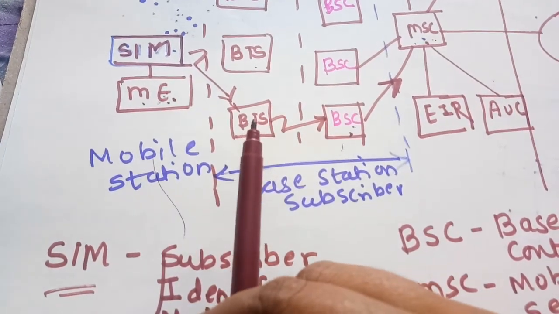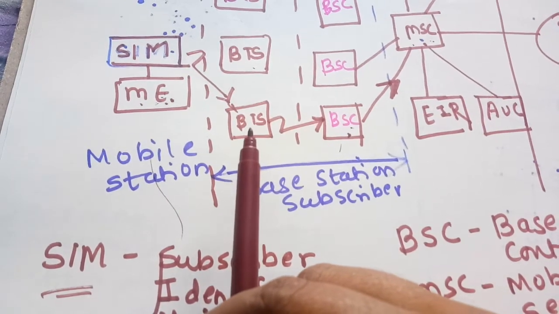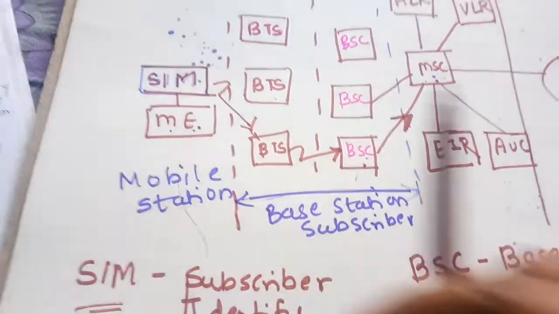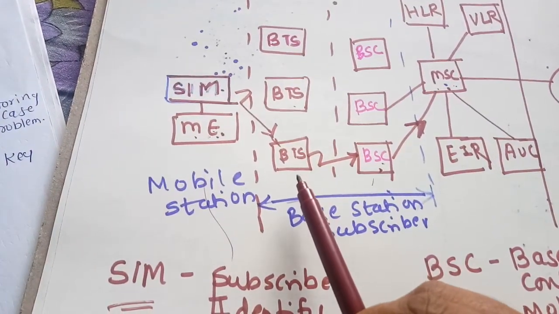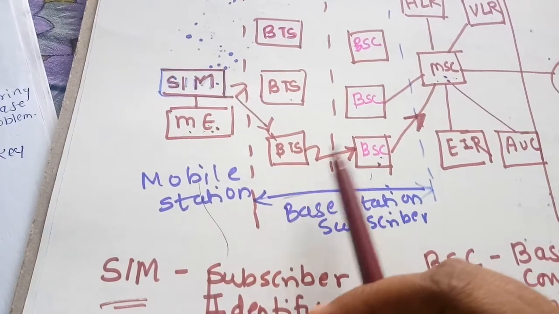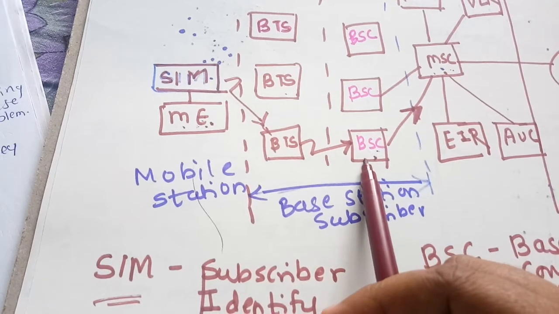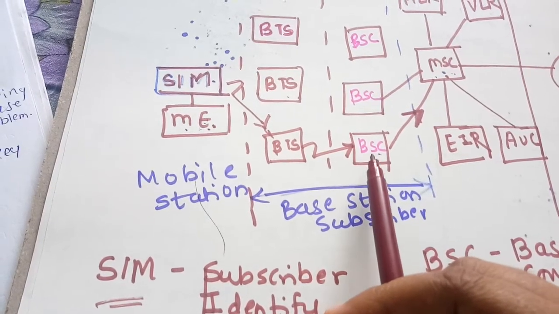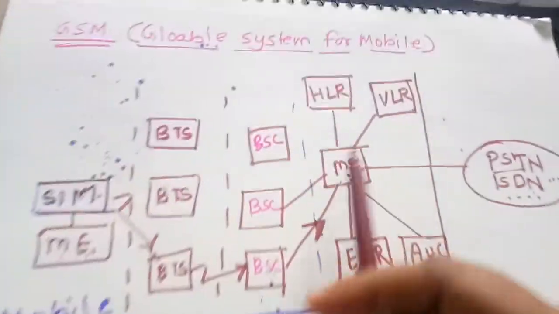This is a base transceiver station. The nearest base transceiver station is selected. From the BTS, the call is forwarded to the BSC. Again, there are many BSCs available, so the nearest will be selected for call forwarding. The BSC is connected to the MSC.